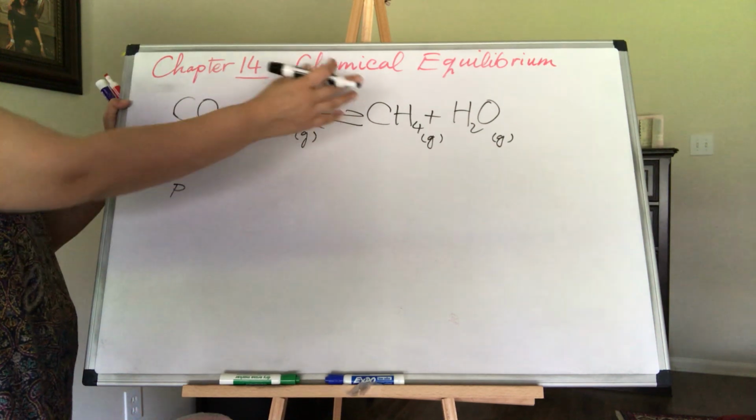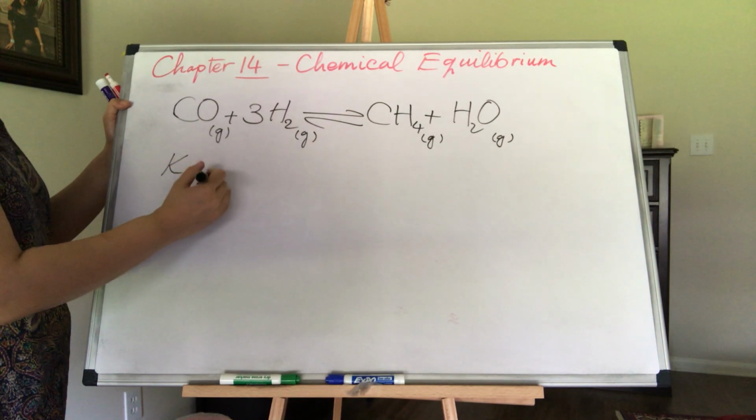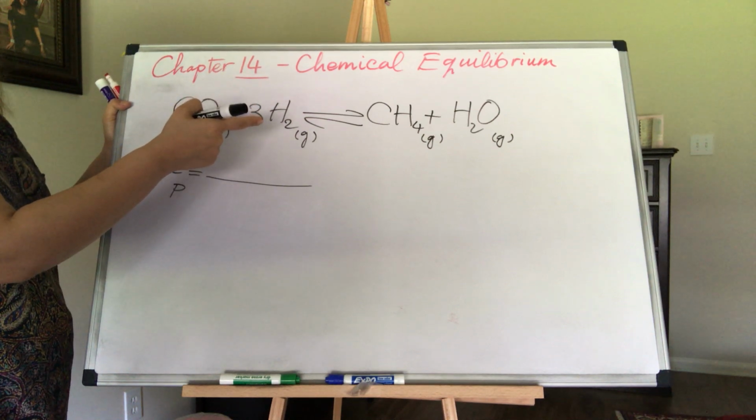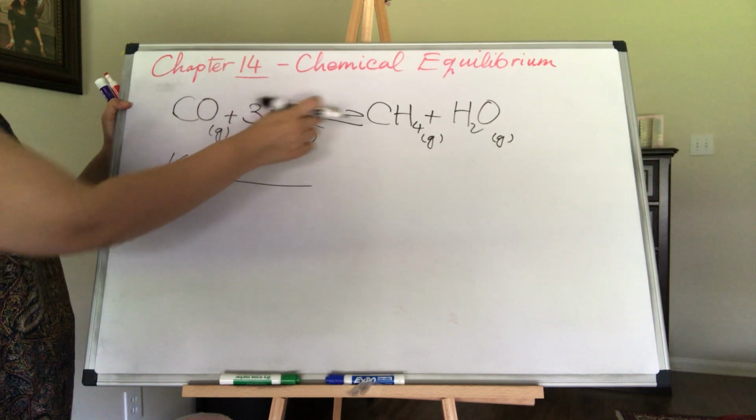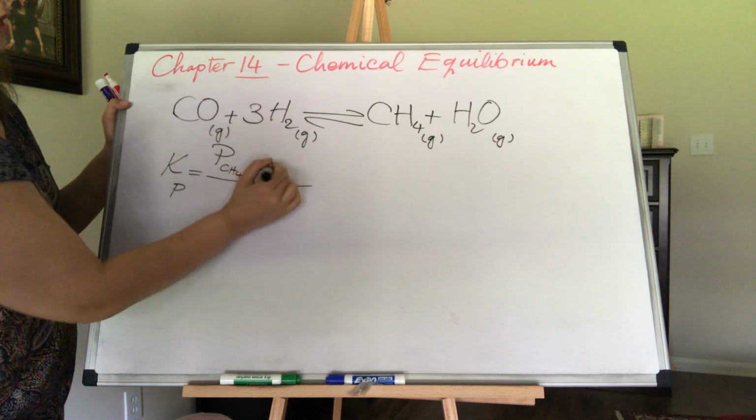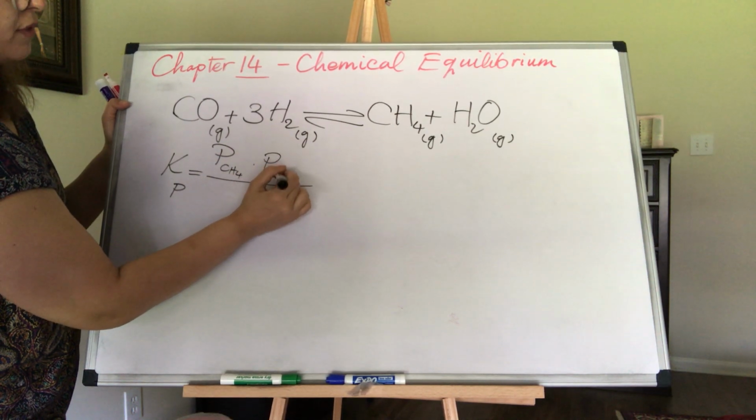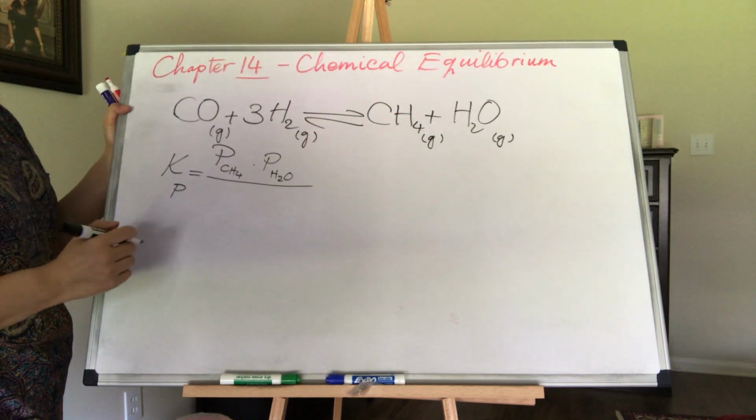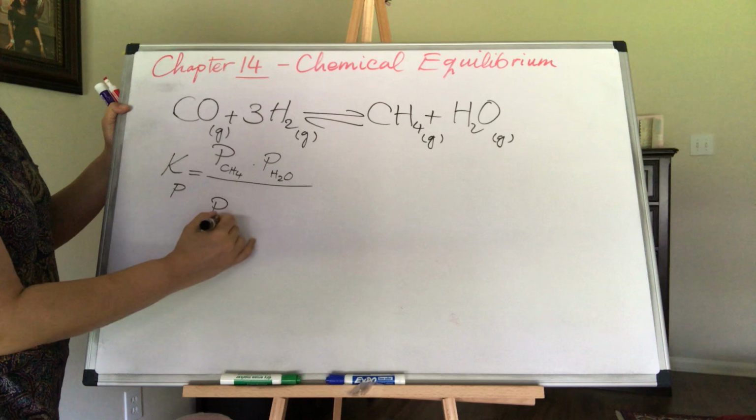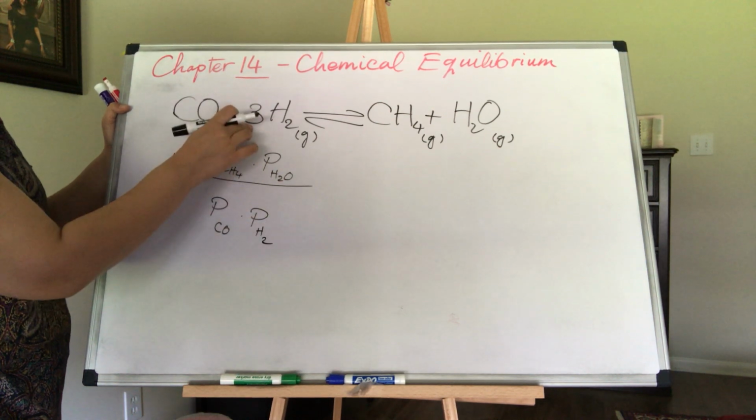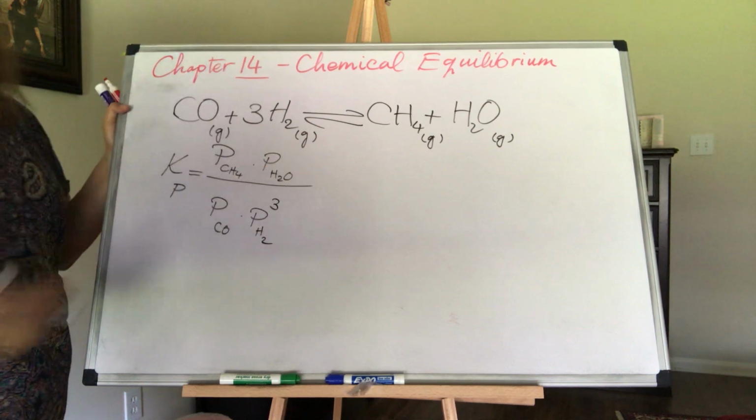Since they are all gases, you can write Kp, and you can use the partial pressures. So partial pressure of the first product times partial pressure of the second product. Both of the coefficients are 1, so we don't have an exponent. Partial pressure of carbon monoxide times partial pressure of hydrogen to the power of its coefficient.